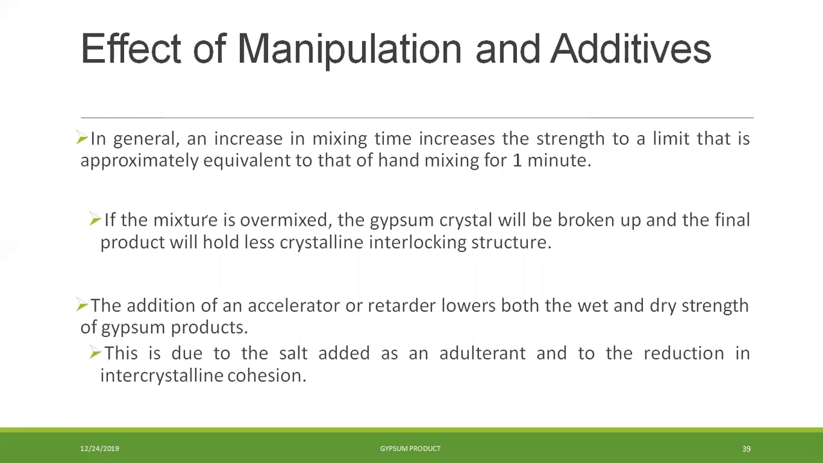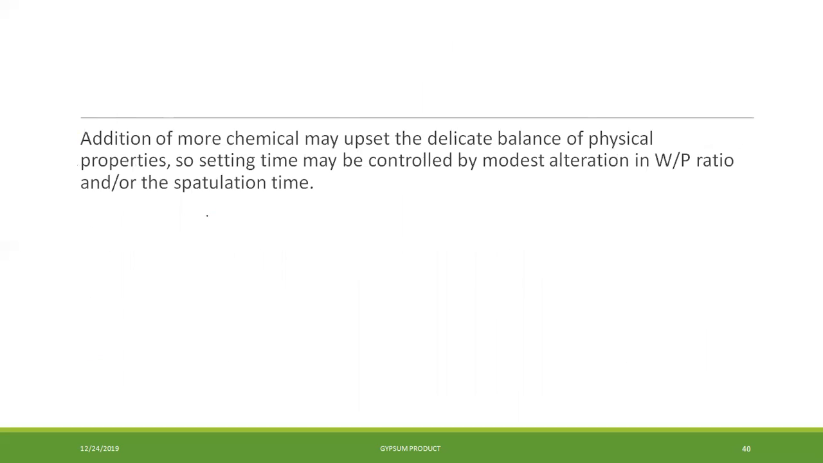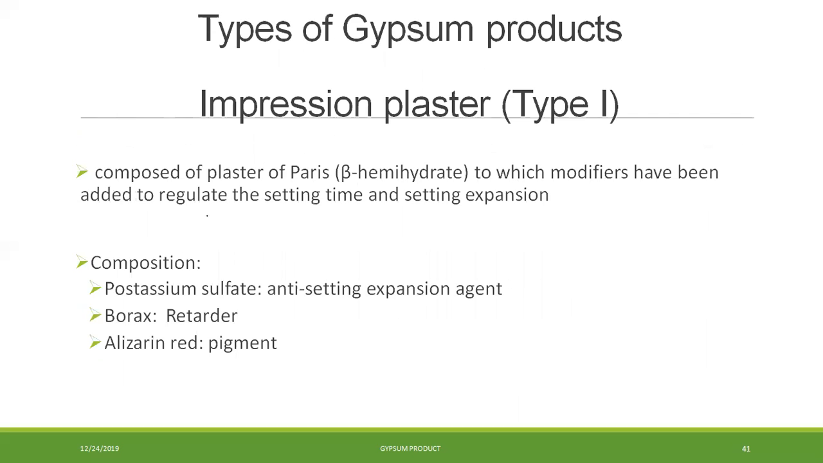The addition of an accelerator or retarder lowers both the wet and dry strength of the gypsum product. This is due to the salt added as an adulterant and to the reduction in intercrystalline cohesion. Addition of more chemicals may upset the delicate balance of physical properties. So setting time may be controlled by modest alteration in water powder ratio and spatulation time. Spatulation time must be 1 minute.